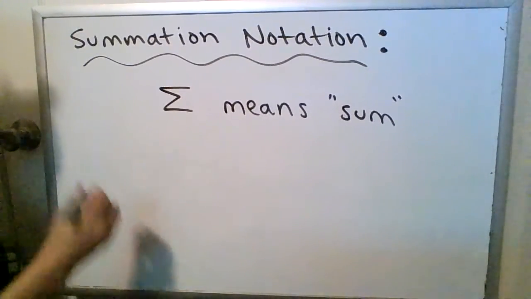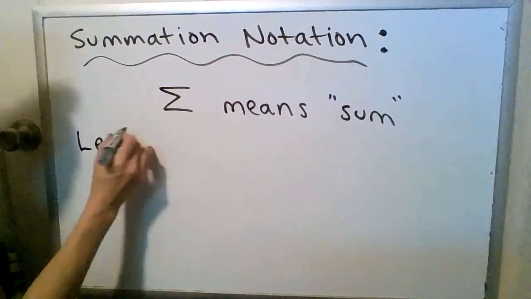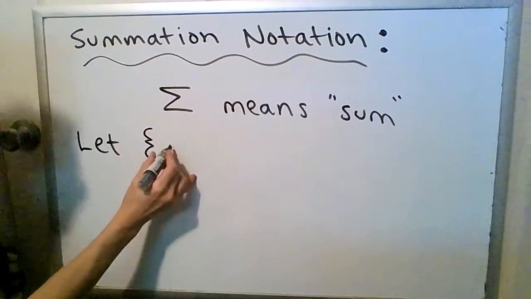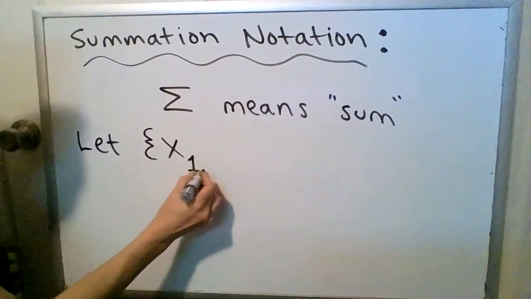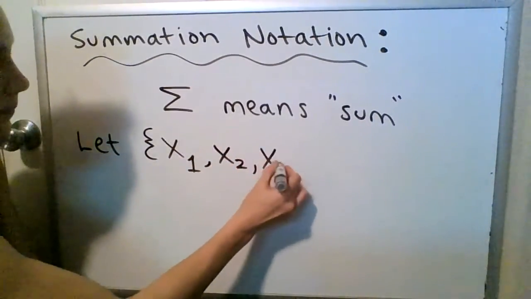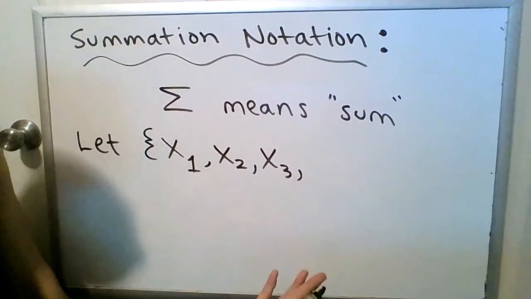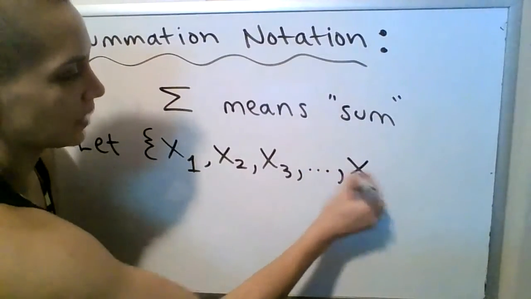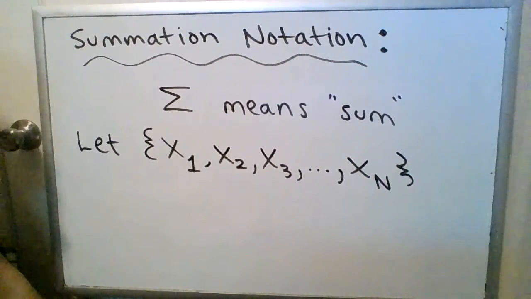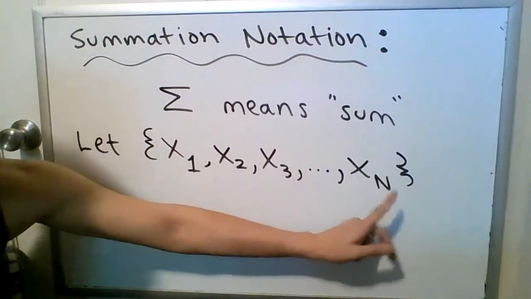Okay, so we're going to let the set contain x sub 1, x sub 2, x sub 3. We'll go like x4, x5 until you get to the end. And we're going to call that x sub n, capital N. Okay, this is a set with 1, 2, 3, 4, 5, 6, up till you get to n numbers total.